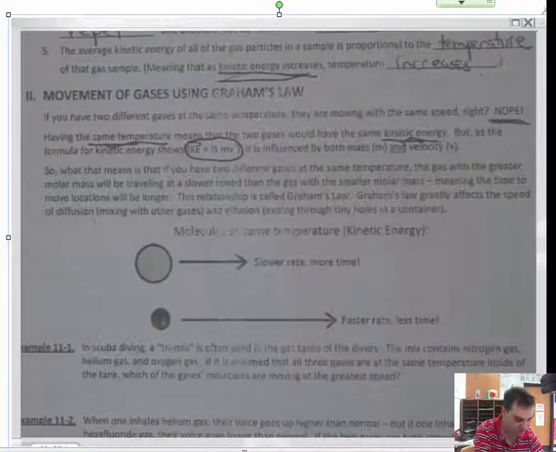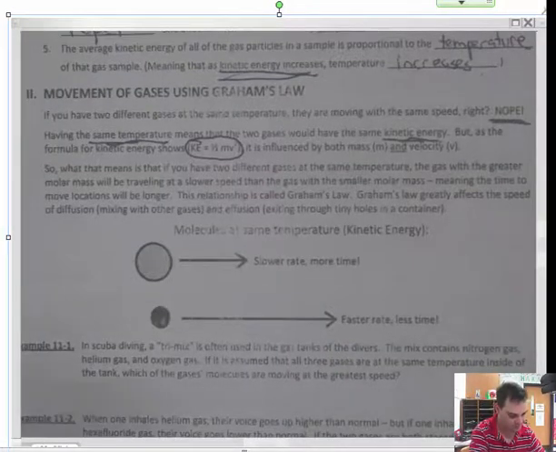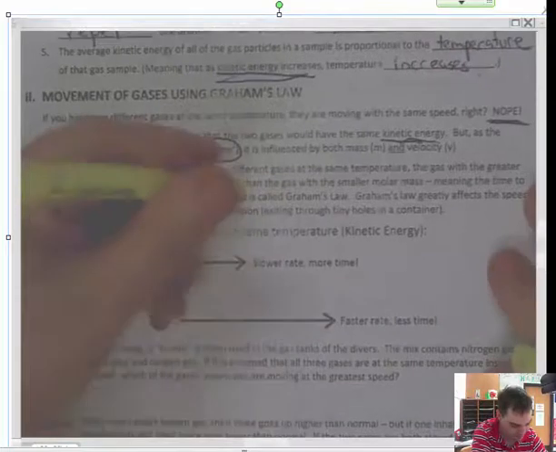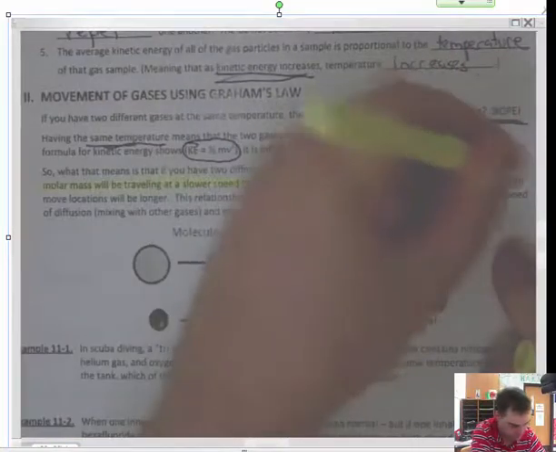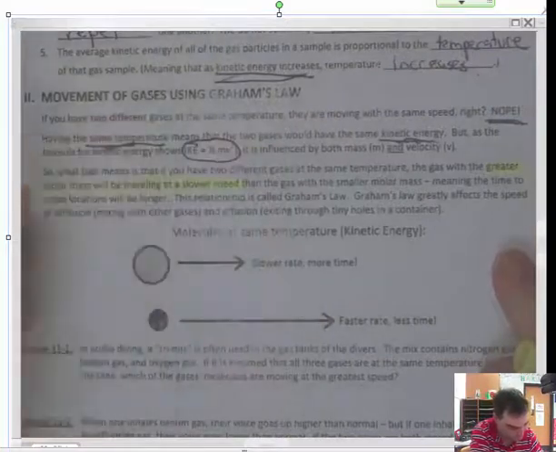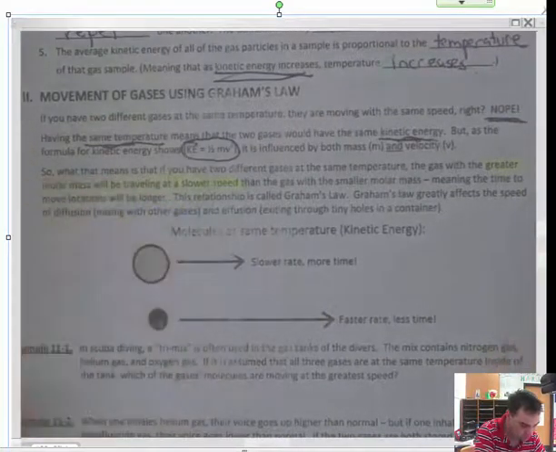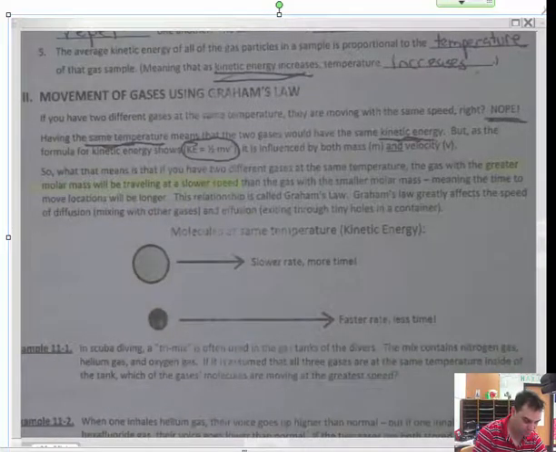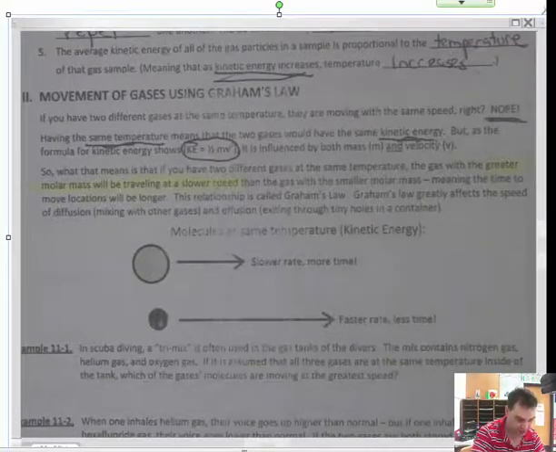So what this means is you have 2 different gases at the same temperature. The gas with the greater molar mass is moving at a slower speed, so the one with the lower molar mass is traveling at a faster speed. This is what we call Graham's law.